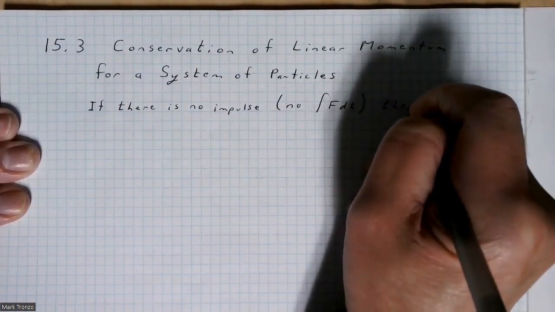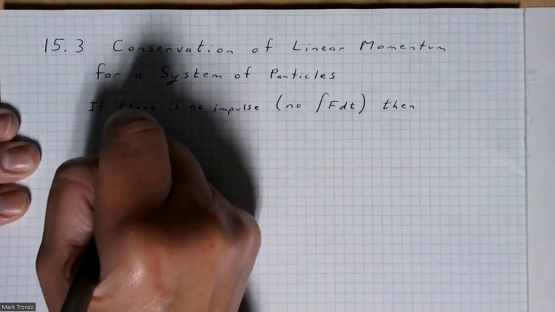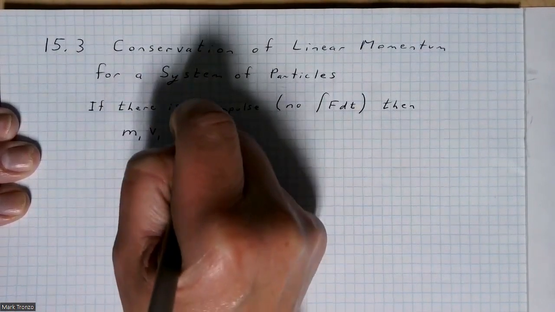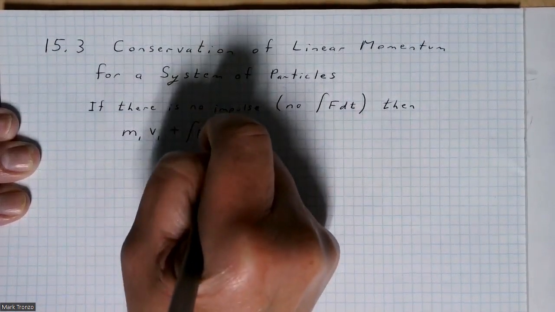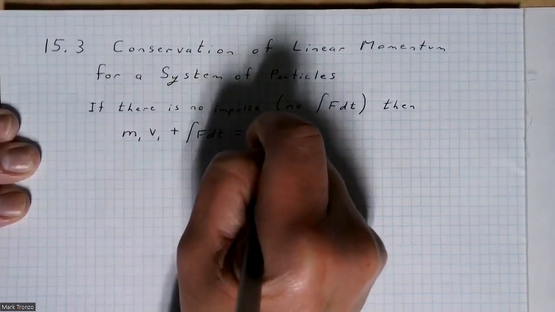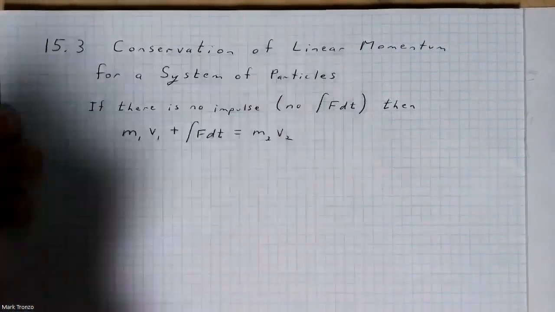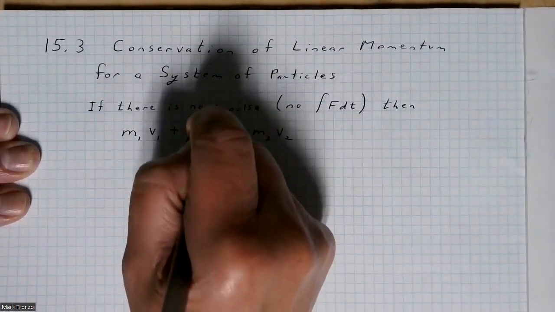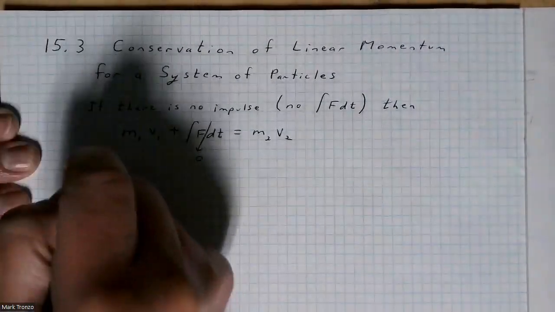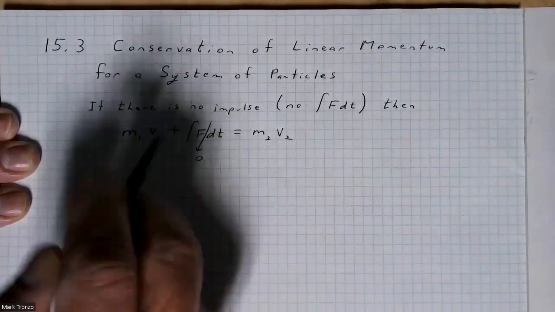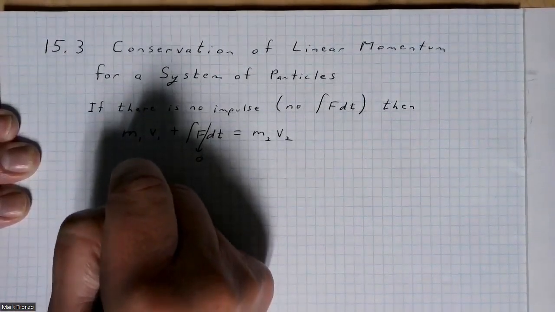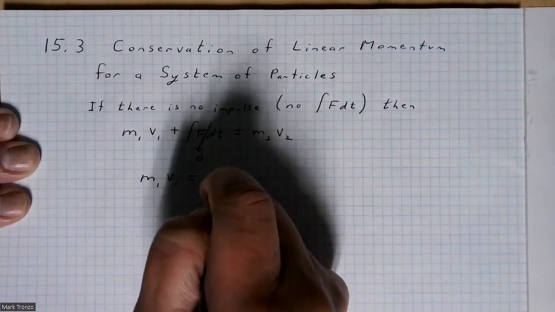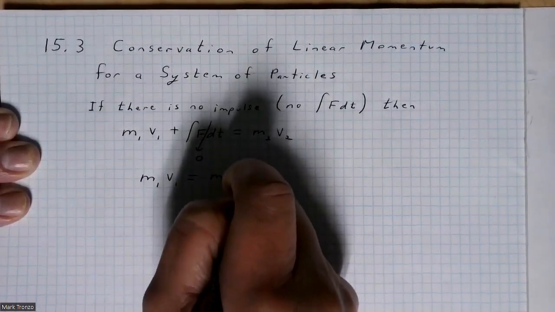Then our conservation equation would look like this. If there's no F dt, that's going to be zero. So again, if there's no impulse, this reduces to m1 v1 equals m2 v2.